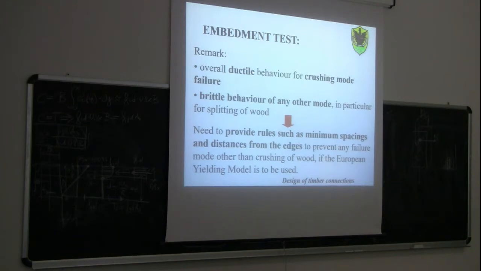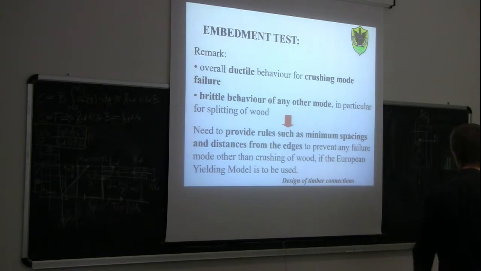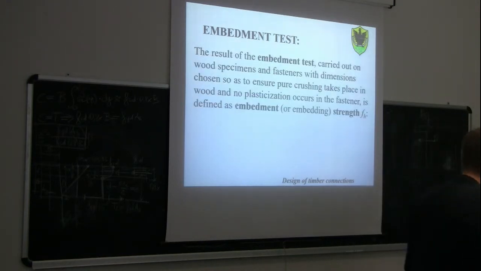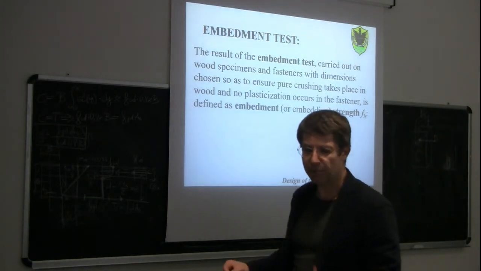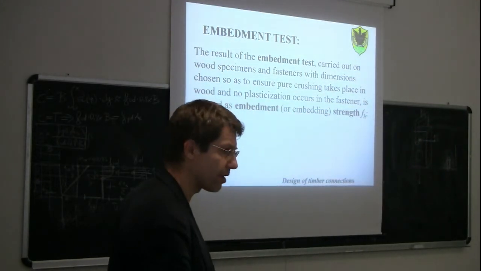Basically, we do it this way. The regulation provides rules such as minimum spacings and distances from the edges to prevent any failure mode other than crushing of the wood. In other words, you will see that we have some rules on, for example, the minimum spacing between two bolts, two fasteners, and also the minimum distances between the fasteners and the sides of the specimens, because in this way we can prevent the brittle failure modes like splitting and shear, by providing some minimum distances from the bolt.